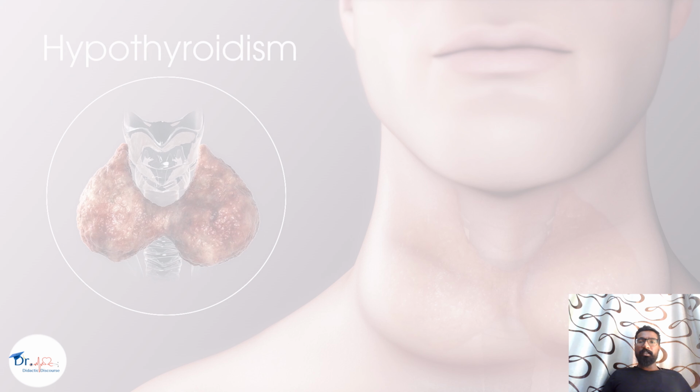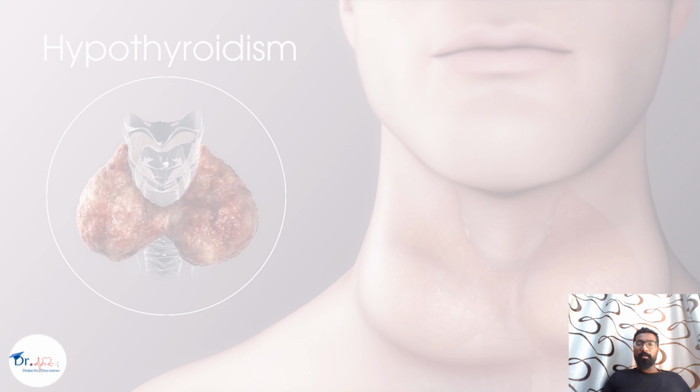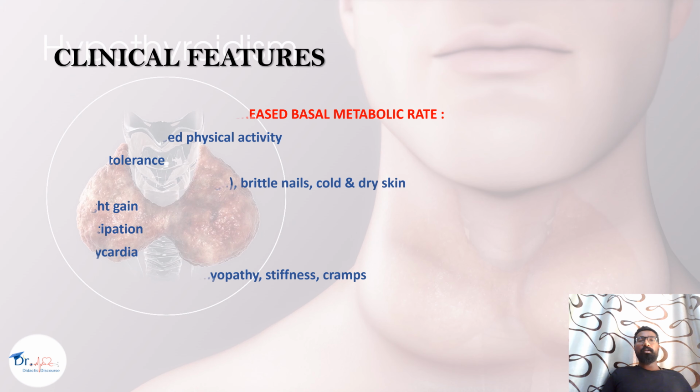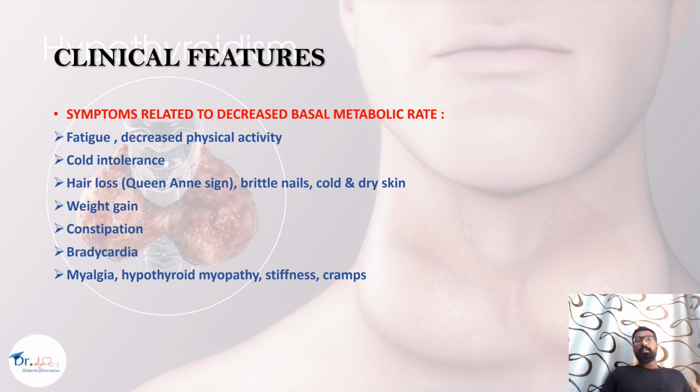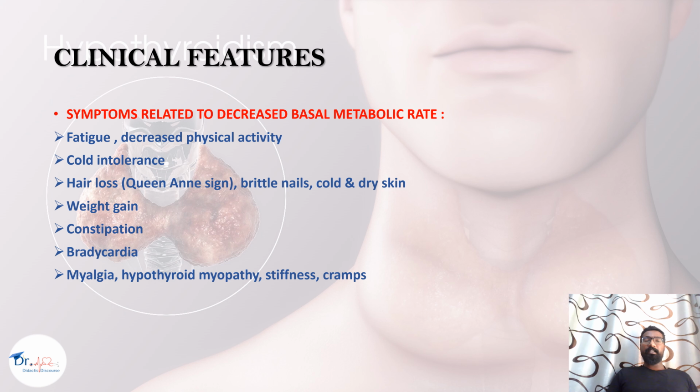So next we'll study the clinical features of hypothyroidism. So what are the clinical features? There are symptoms related to the decreased basal metabolic rate. The patient presents with fatigue and decreased physical activity because of decreased basal metabolic rate. And also, as I told, the patient presents with cold intolerance and hair loss, so-called alopecia, which is called the Queen Anne sign. The patient presents with brittle nails, cold and dry skin.